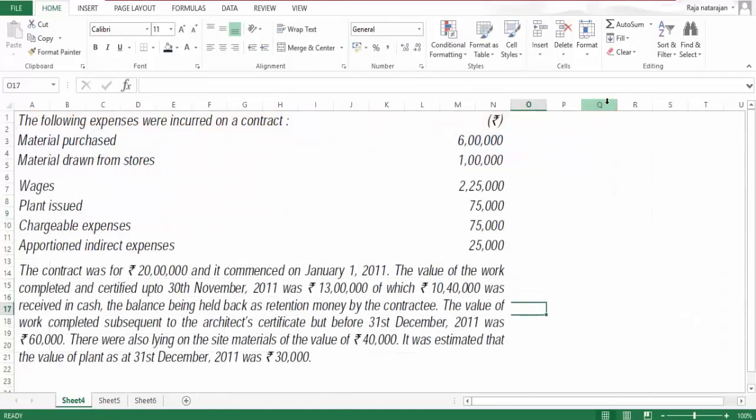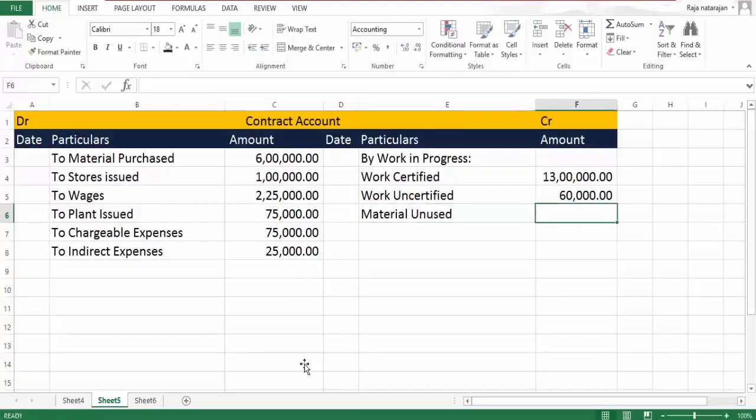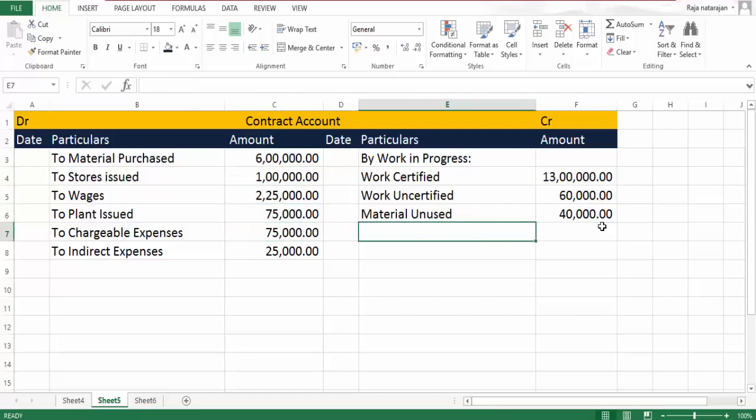Then we also have some more information, like there are still some materials which can be used in the next year, 40,000, and the plant value is 30,000 now. So let's capture that also. Material unused, which is 40,000. Now by passing this entry, we can conclude that the material that got consumed is 6 lakh minus 40,000, which is only 5 lakh 60,000.